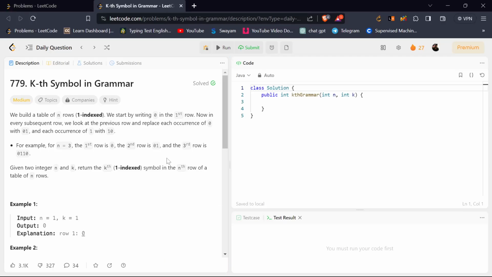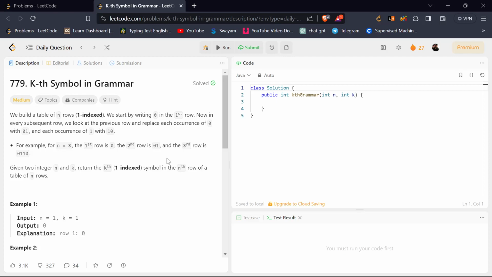Hello everyone, in this video we are going to solve today's LeetCode problem of the day, that is Kth Symbol in Grammar. The difficulty of this problem is medium and this is based on recursion. Okay, let's read the problem.